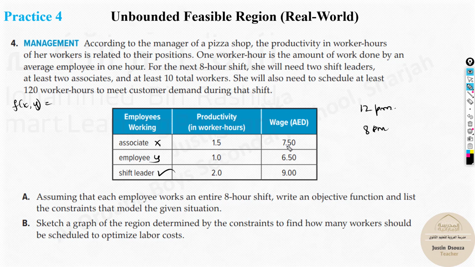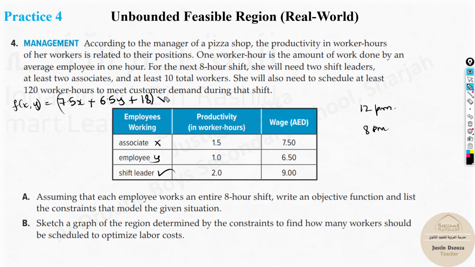Now, what is the wage for an associate? It is 7.5x. But now, this will be a bit wrong over here. Why? Because we know it's an 8 hour shift. Don't write 7.5, it should be 7.5 times 8. Wait, let me do that in a while. But let me write 7.5x plus 6.5y plus, what is the wage you will have to pay for a shift leader? It is 9, but how many shift leaders are there? There are 2 shift leaders, so you have to add 18. This is the objective function.